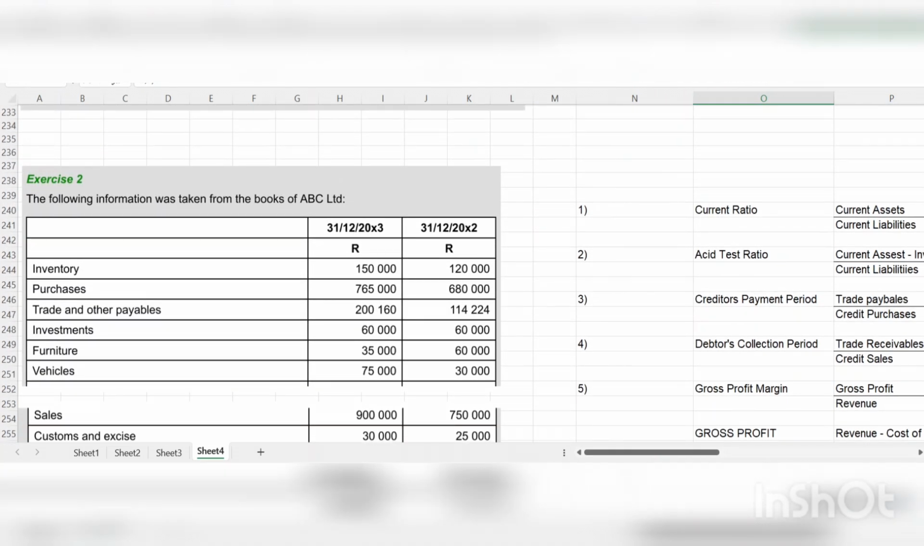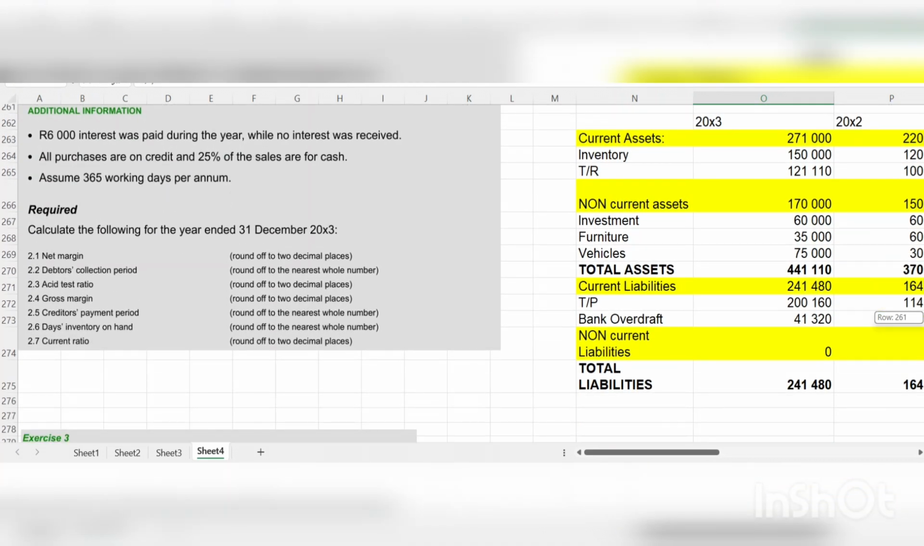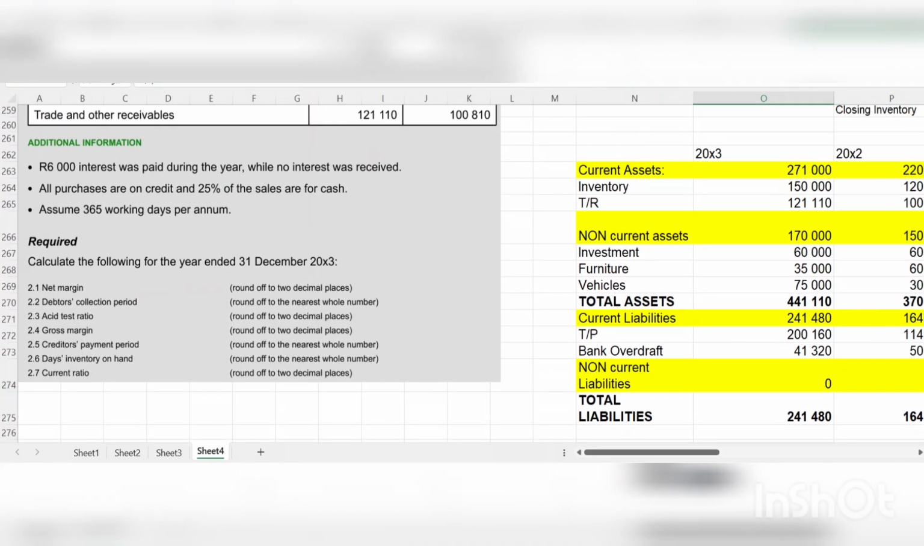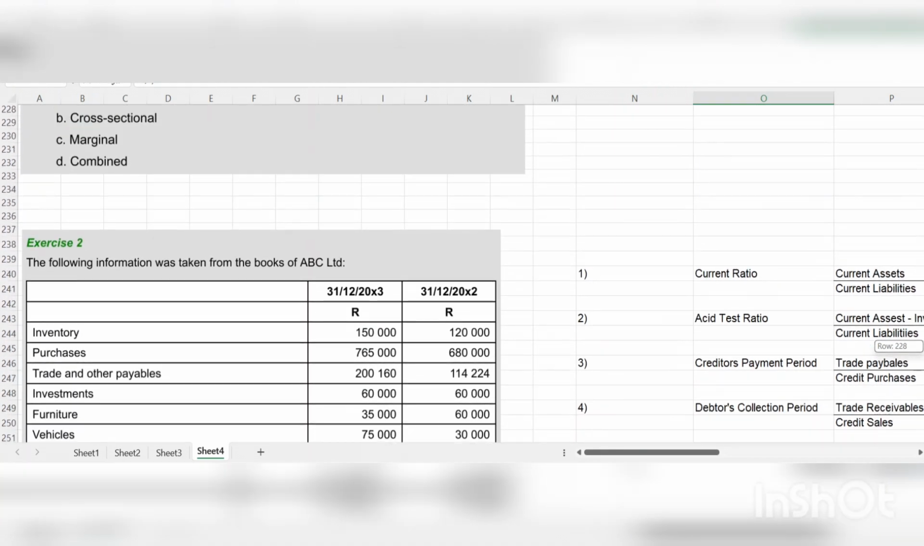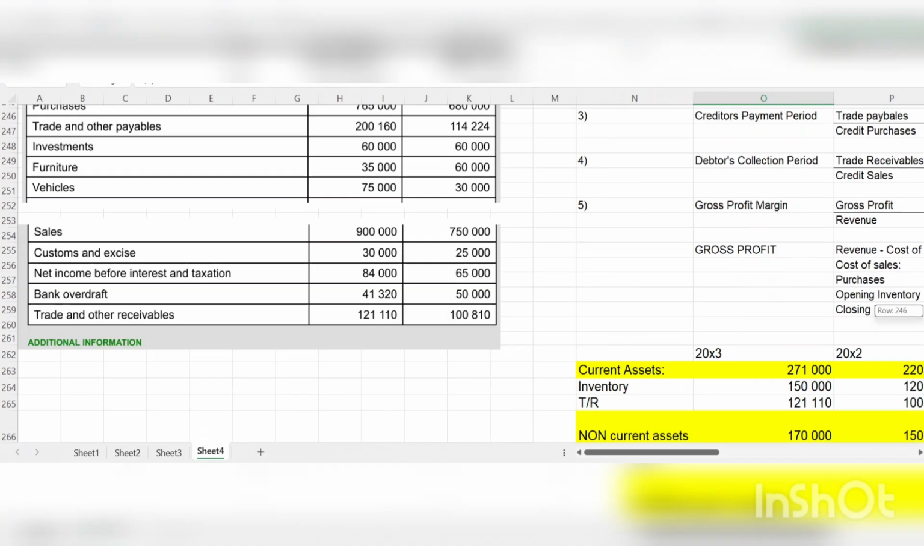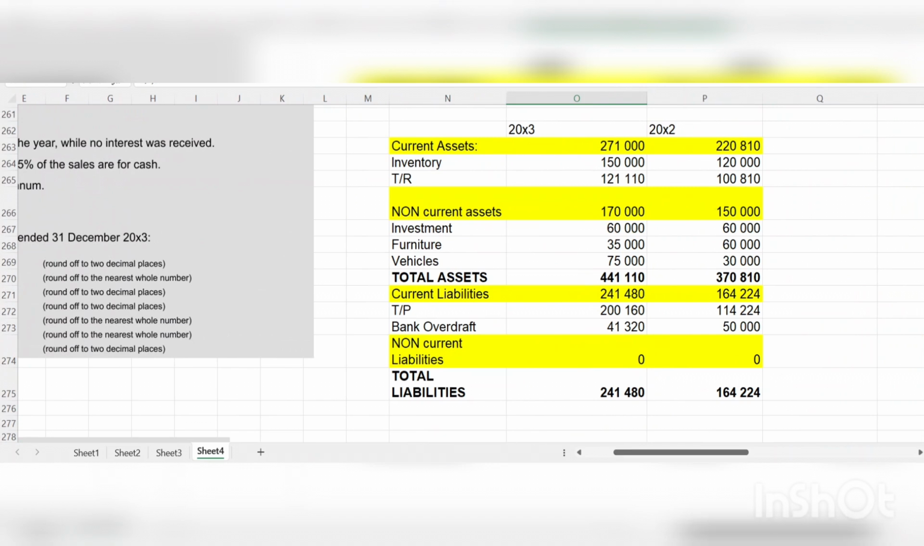So firstly, we're given this table. Have a look at this, and they've asked us to calculate the following: our net margin, debtors collection, asset test, gross margin, creditors payment, and current ratio. From the given information in exercise 2, I have drawn up this table because the current assets, non-current assets, current liabilities and non-current liabilities were not given. Luckily in the exam it will be given. In any case, I've done this table with the calculations.